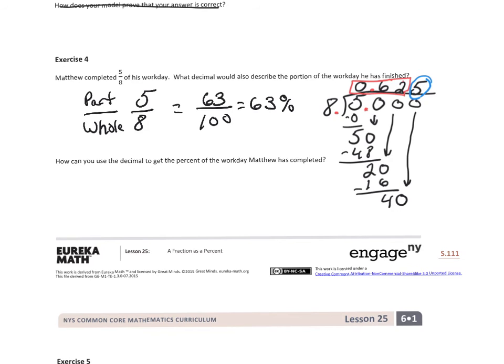Taking that 0.63, and this is where it says, how can you use a decimal to get the percent of the workday that he's completed? You can do it that way. You could also say, however, if you wanted to be exact and precise, we could take this 0.625 and say 62.5%. Both of those are acceptable answers.